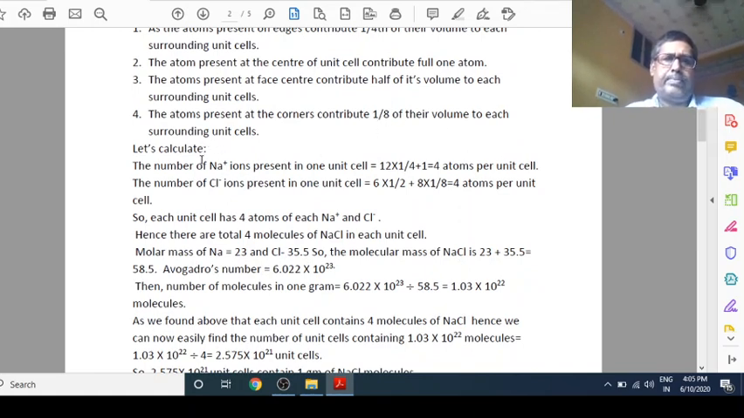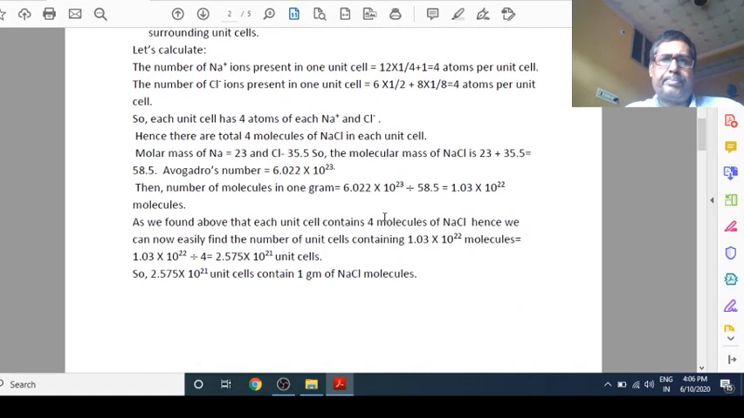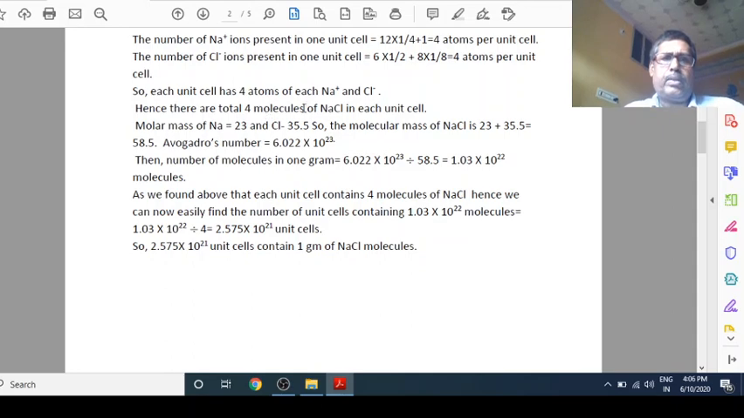Let us calculate. The number of sodium ions present in one unit cell, 12 into 1 by 4 plus 1, that is 4 atoms per unit cell. The number of Cl minus ions present in one unit cell, 6 into half plus 8 into 1 by 8, that is again total 4 atoms per unit cell. So this is 4, this is 4. So each unit cell has 4 atoms of each Na plus and Cl minus ion. Hence, there are total 4 molecules of NaCl in each unit cell. So this was about number of atoms per unit cell.